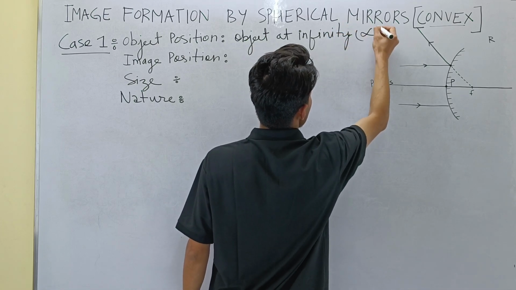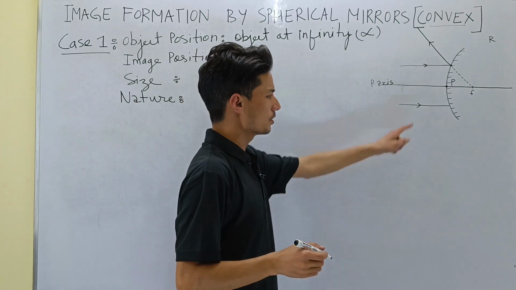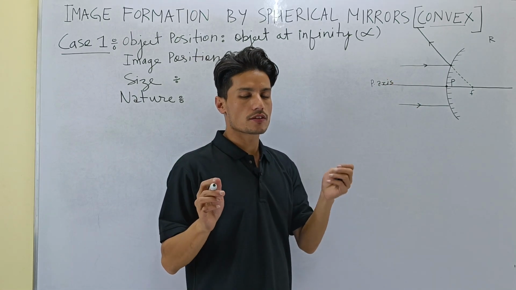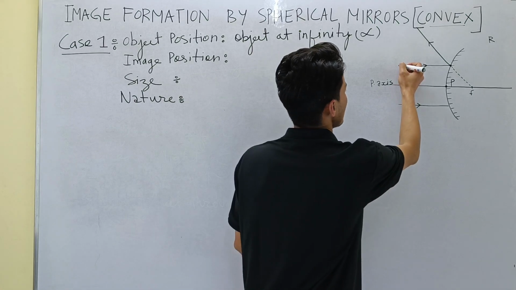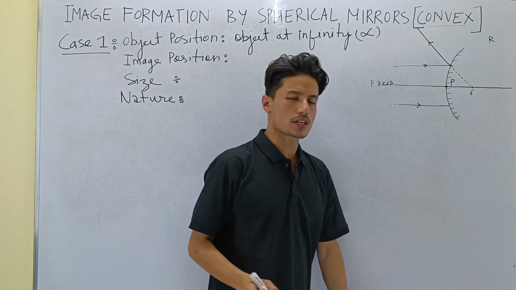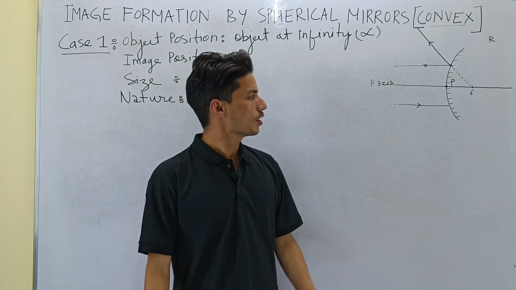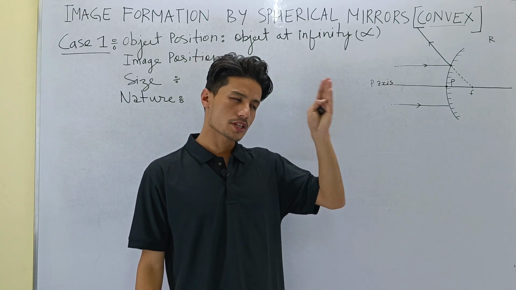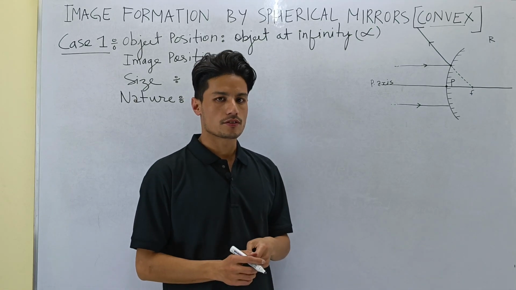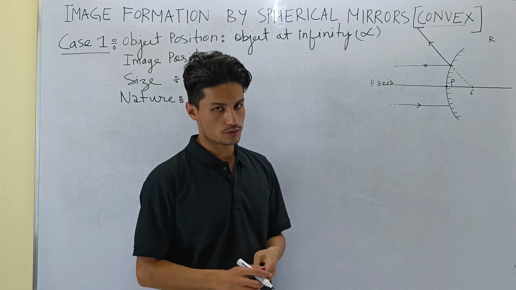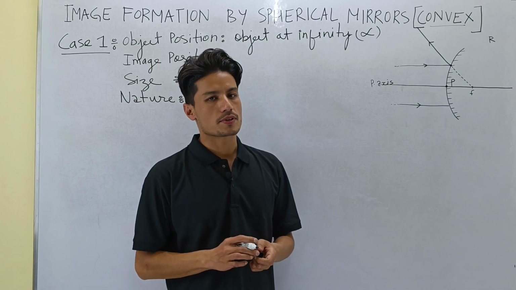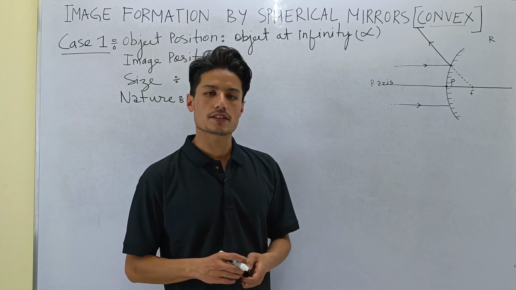Infinity symbol is like this. So the object is at infinity. Object at infinity we are not going to draw. If you want, you can draw dotted lines here to indicate that the light rays are coming from a very far object. Object at infinity means the object is far away. Got it? Stars are at infinity, because the stars are very far from us. So if anybody asks you how far is the star from us, you can always say infinity. They are at infinite distance from us.